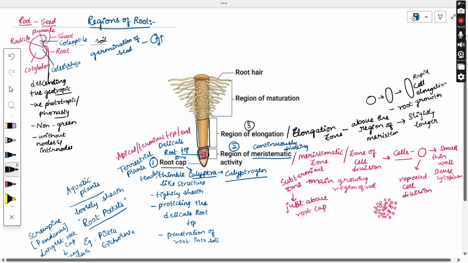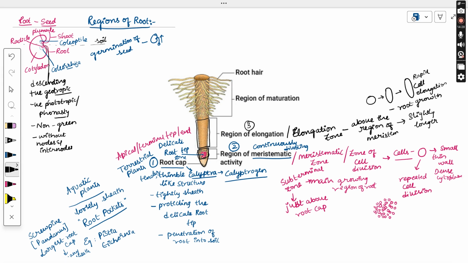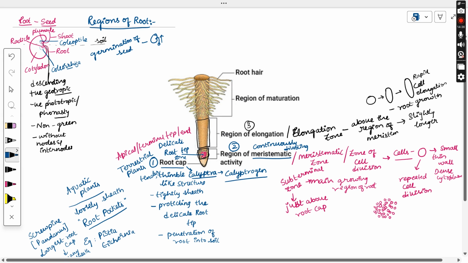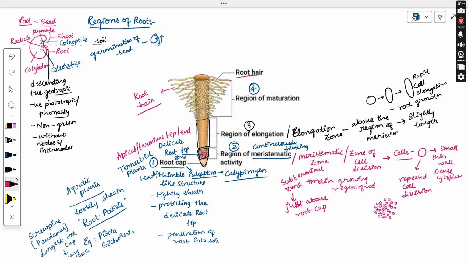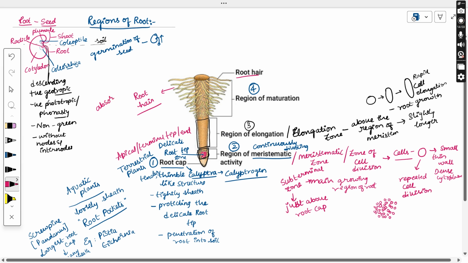So the main growing regions here are, one, the meristematic region, and the other, the elongation region. That is the third one. And coming to the fourth one, the region of maturation. So this is the fourth zone. Here we have the structures called root hairs. Let us see what the function of this root hair is. You can find the hair-like structures present in the region of maturation; these are called root hairs. And what is the function of this root hair? They are helpful for the absorption process.